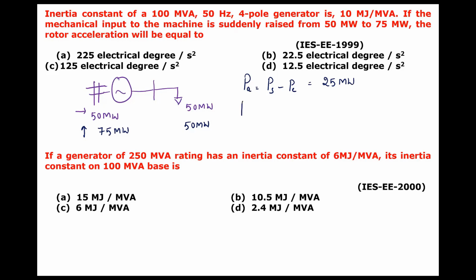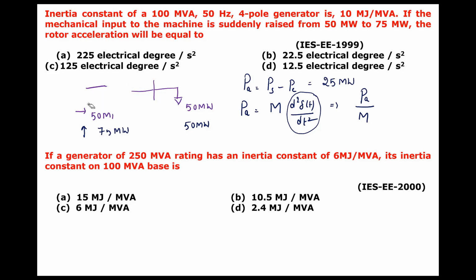Rotor acceleration, from the swing equation again: PA is equal to M into d square delta of t by dt square. So rotor acceleration with respect to the stator magnetic field is given by d square delta of t by dt square, which implies acceleration is given by PA divided by M. Understand? So here we need to get this one. PA value we know. We need M value. What is the formula for M value?